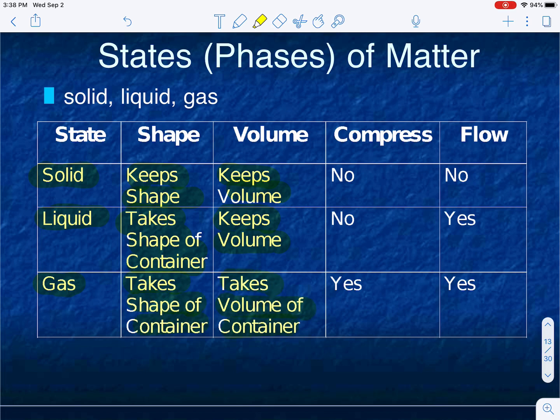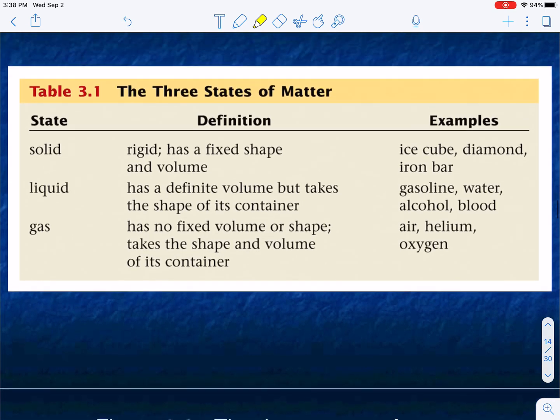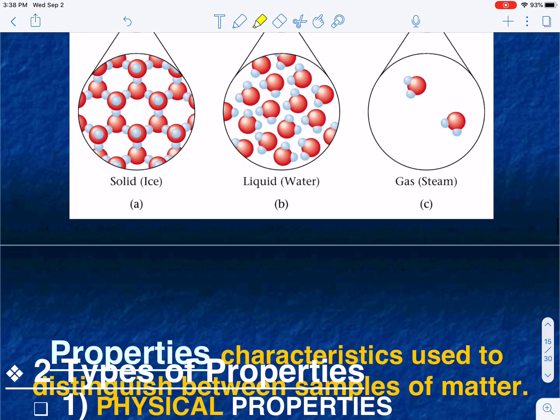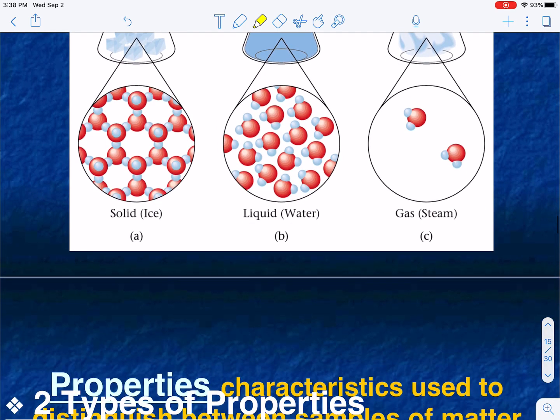Remember, if I spray some perfume in the room right now, that spray will go throughout this entire room and take up all the space in here until eventually we don't smell it as much because it spreads out. But it takes up the volume and shape of the container. So in your notes, I've given some other examples: solids are ice cube, diamond, iron bar; liquids are gasoline, water, alcohol, blood; gases are air, helium, oxygen. Those are all different gases. Okay. States of matter, we know that water can come in three states of matter, solid, liquid, and gas, and those are always an easy example.